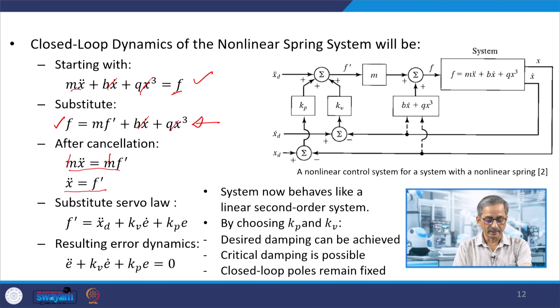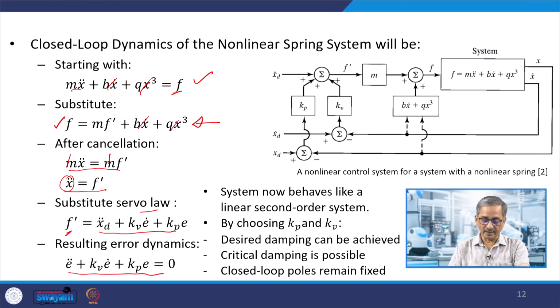So you have x double dot as f dash, and now I can substitute for this servo law. Okay, that is f dash is this one, and when I substitute this, I can take this x double dot towards the right hand side, and what I will be getting basically is the error double derivative, right. So this is what I get.